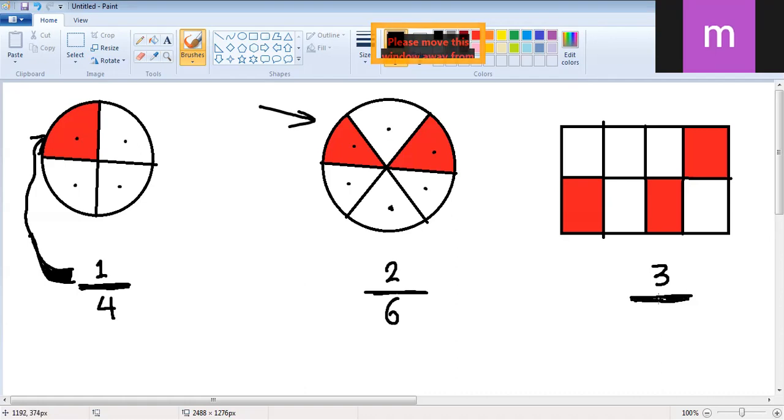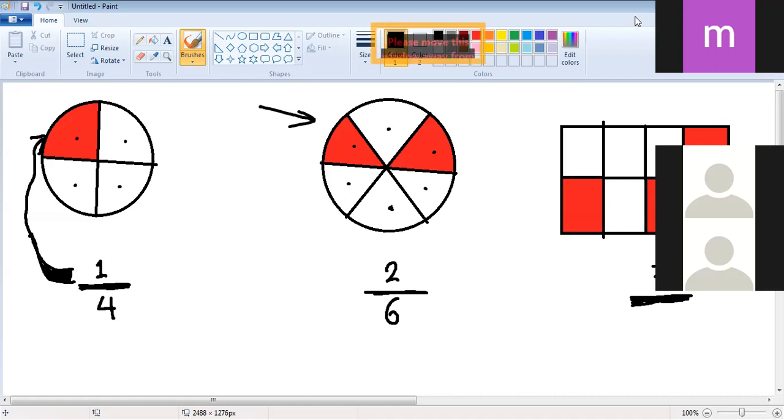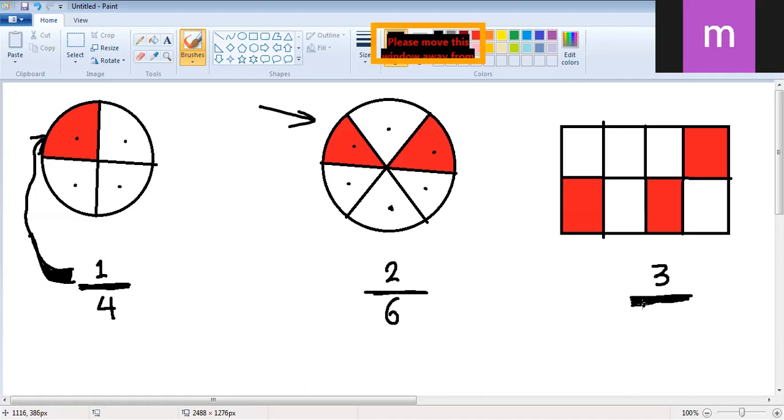No. The number in the denominator stands for the all pieces. Muhammad, I can't hear you properly. We said you have to write down the number of all pieces. The number of all parts. How many parts in all here? And this shape? 7.